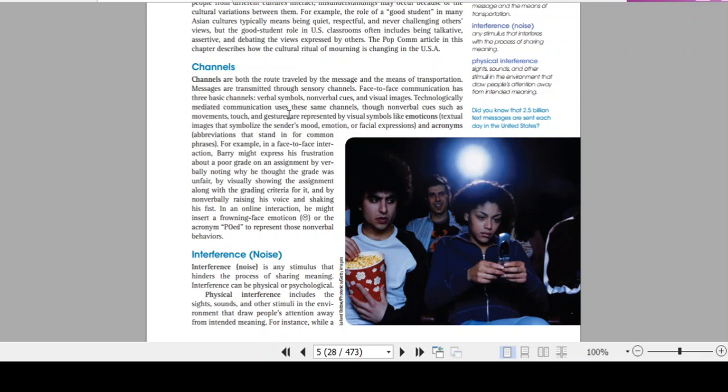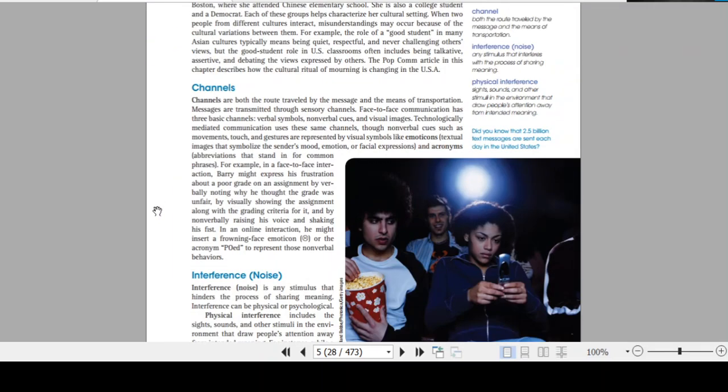Technologically mediated communication uses these same channels, where nonverbal cues such as movement, touch, and gestures are represented by visual symbols like emoticons, textual images that symbolize the sender's mood, emotions, or facial expressions. When you're talking to someone directly, when you touch, when you smile, and when you have a proper facial gesture, it makes your communication process a healthy, interactive, and meaningful one. But when you are using technology and you're at quite a distant place, you would certainly use these things to add more life to your message. So this is called the channel.